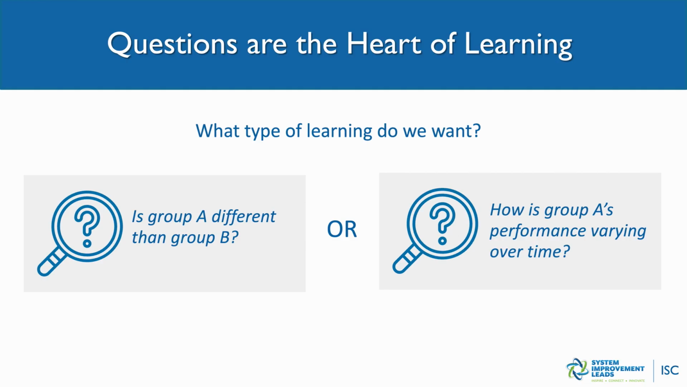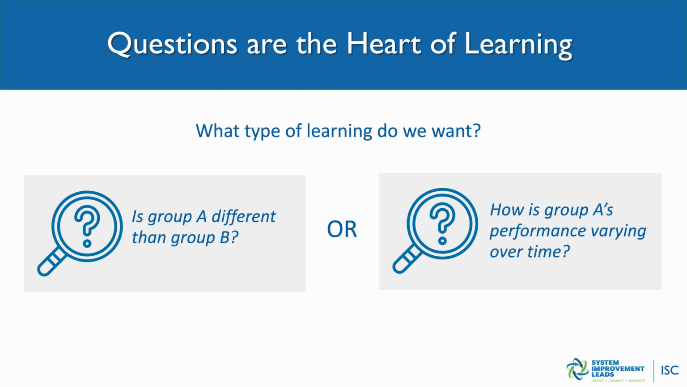At the heart of learning about and improving systems are questions. The questions we choose to ask can have profound effects on what we learn and how quickly we are able to improve our systems. For example, is Group A different from Group B is a very different question than, how is Group A's performance varying over time? The first question is about comparison and judgment, while the second question is about managing and improving Group A's performance.